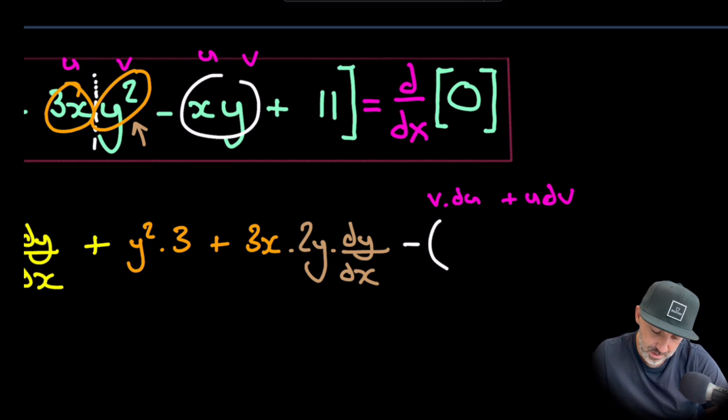So we have v, which is y, times the derivative of u, which is just 1, plus u, which is x, times the derivative of v. Now, when you differentiate y, you just get 1, but then you still have to times by the dy by dx.